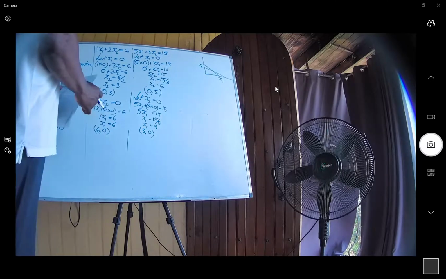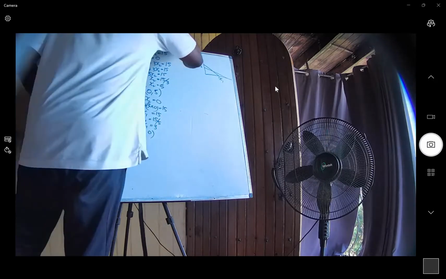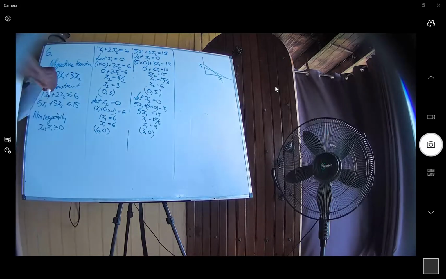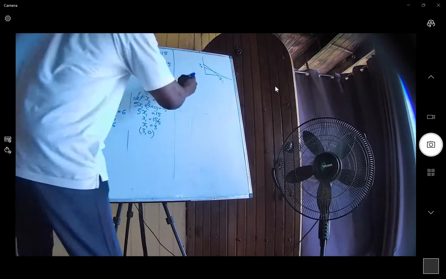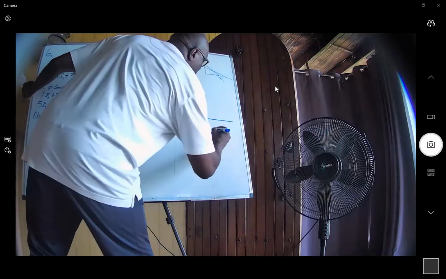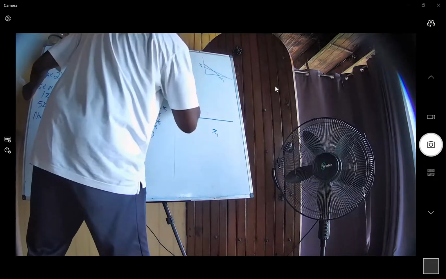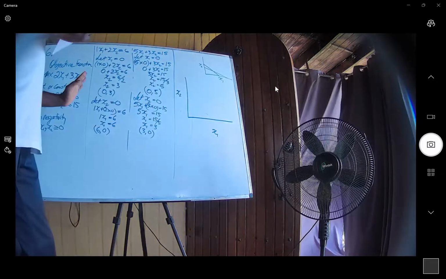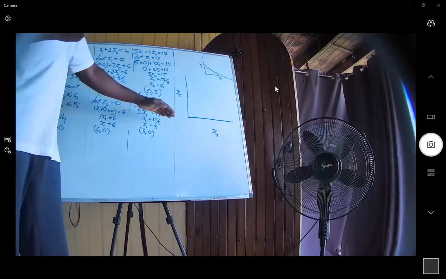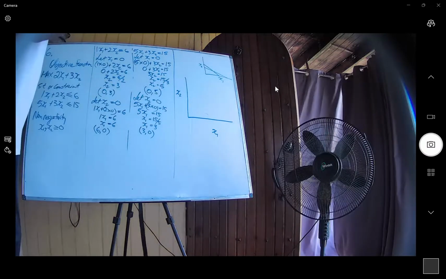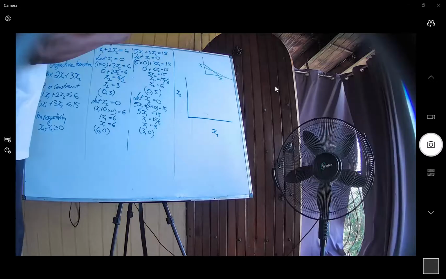Okay. So now we have the coordinates that we need to plot that graph, right? Or something that looks like that graph. So what we need to do is we're going to do this. And this is going to be x1 here. And this is going to be x2 here, right? Now we need to know how far our x1 goes, and we need to know how high our x2 goes. So we're going to look at the coordinates and see the furthest point or the highest point.